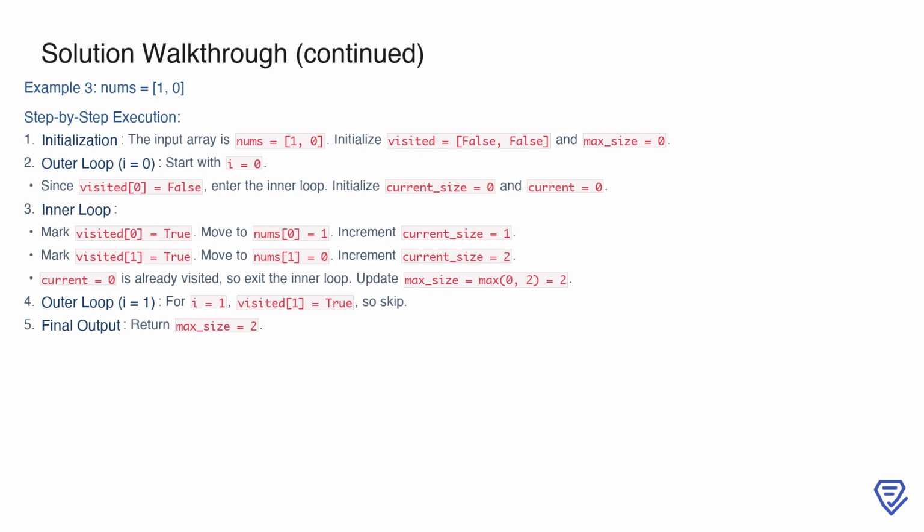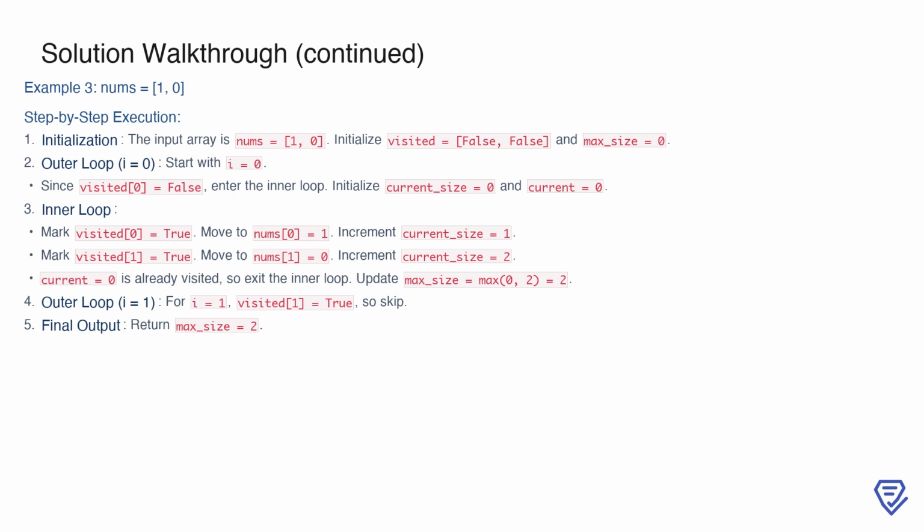Inside the loop, we mark visited[0] as true, move to nums[0] equals 1, and increment current_size to 1. Then, we mark visited[1] as true, move to nums[1] equals 0, and increment current_size to 2. At this point, current is back to 0, which is already visited, so we exit the inner loop. The size of this nesting is 2, so we update max_size to max(0, 2) equals 2.